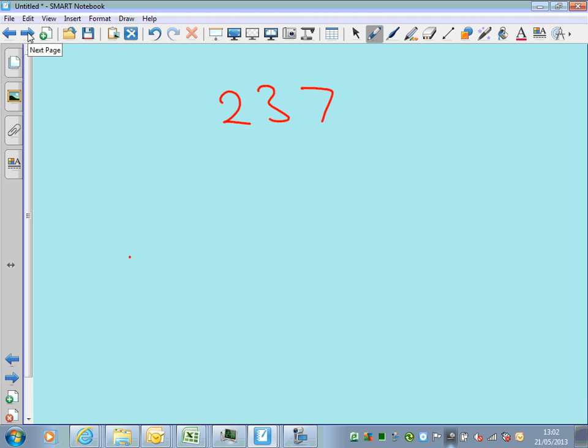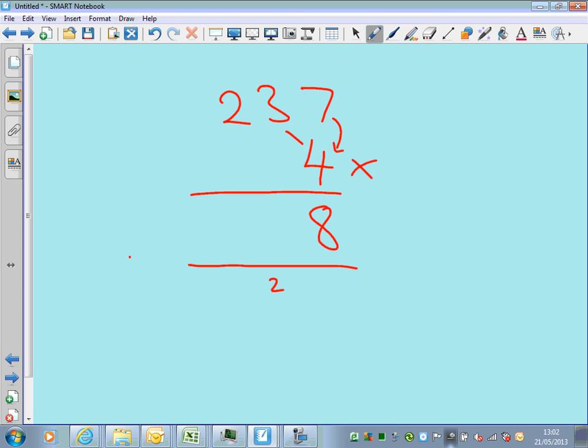Let's just start with what you should already be able to do, which is multiply a number by a single digit. 237 times 4. Here's how I do it. I would do 7 times 4 is 28. Put the 8 there, carry the 2 across into the next column. 3 4s are 12, plus the 2 we've got at the bottom makes 14. Put the 4 there, carry the 1 across to the next column. 2 times 4 is 8, plus the 1 underneath is 9, and that gives us 948.